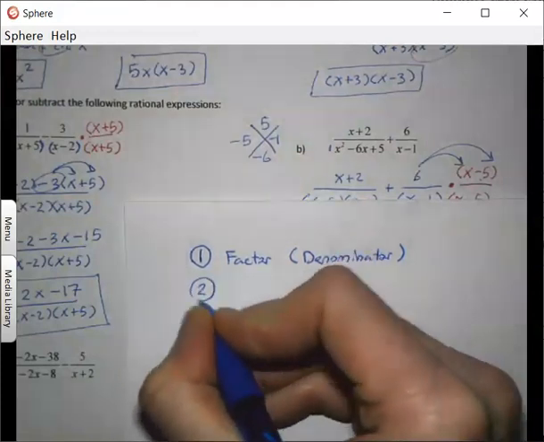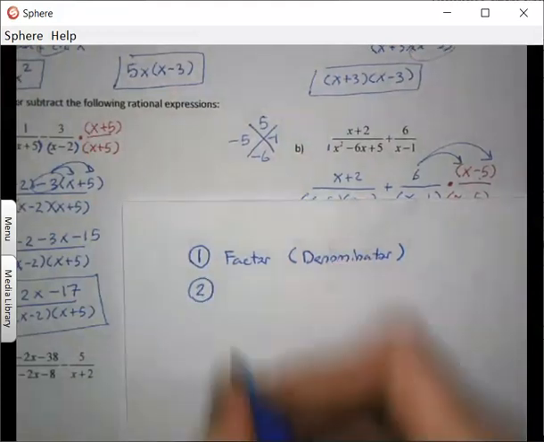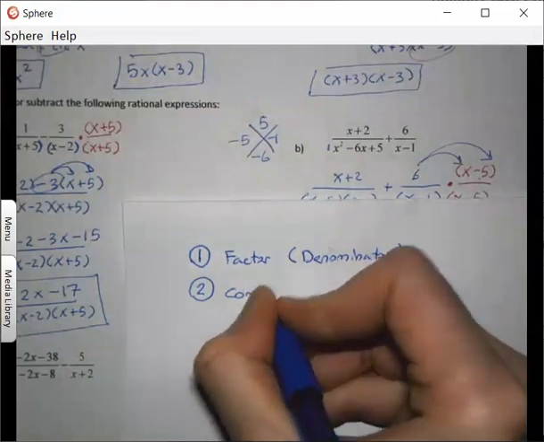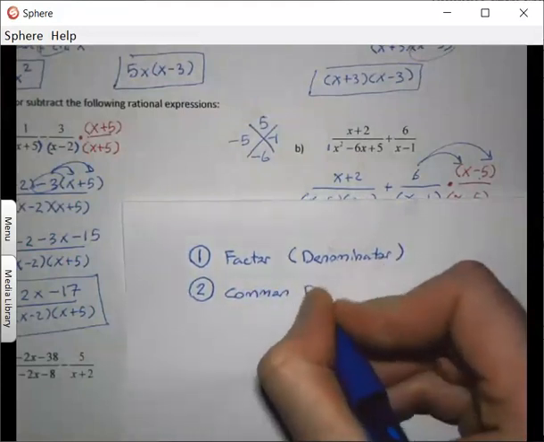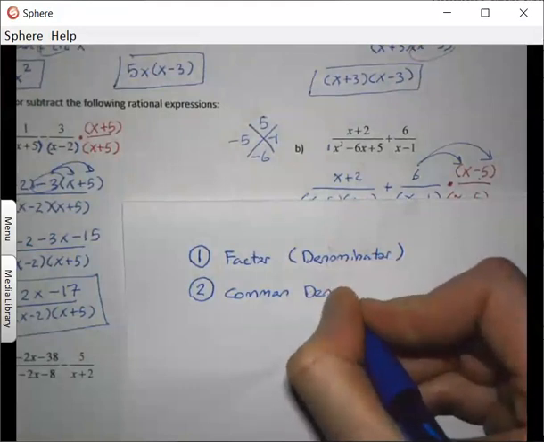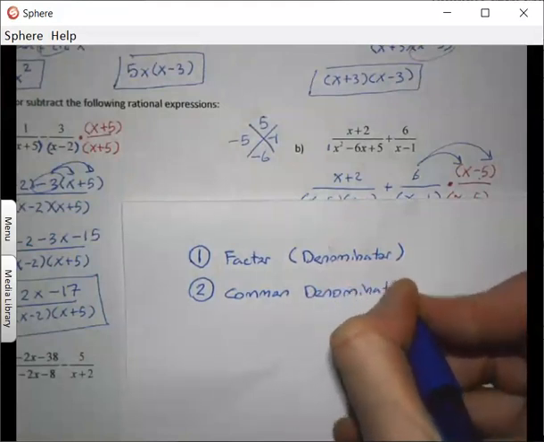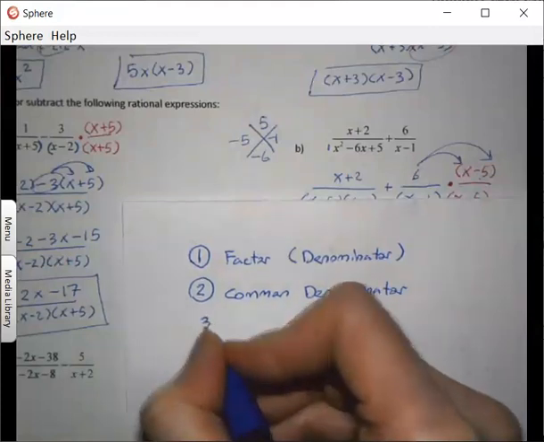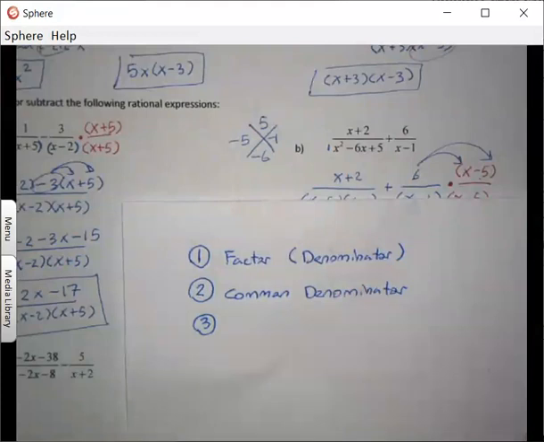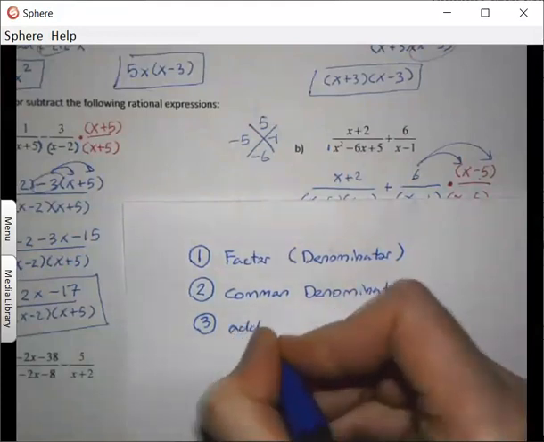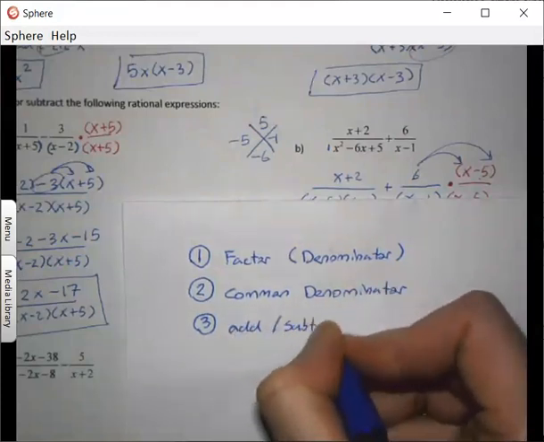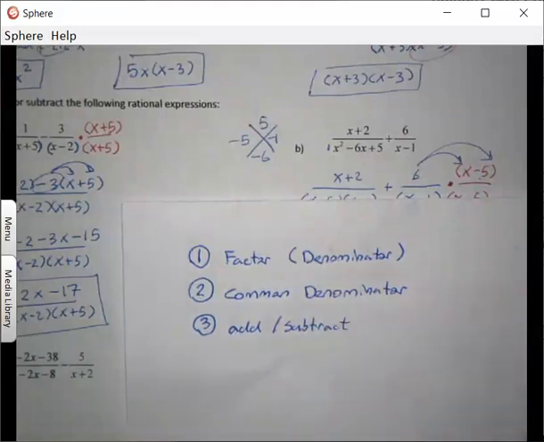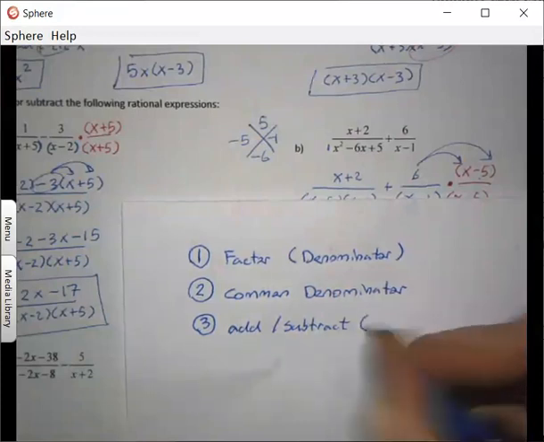So after we know what our factors are, we're going to find our common denominator. Once we have our common denominator, step 3, we'll add or subtract. And also, after you've added or subtracted, you also need to simplify. So combine like terms, etc.